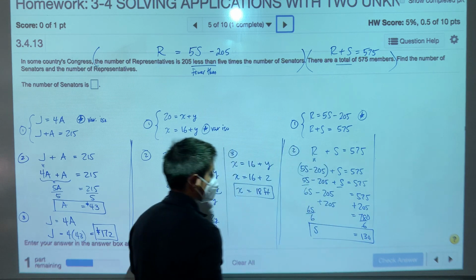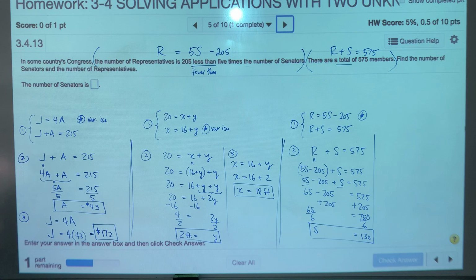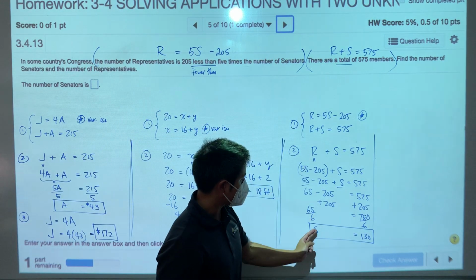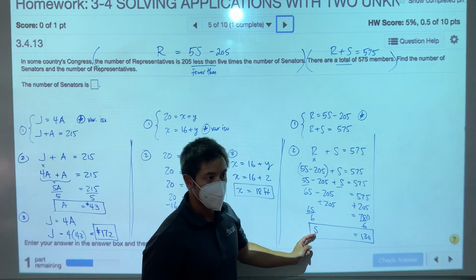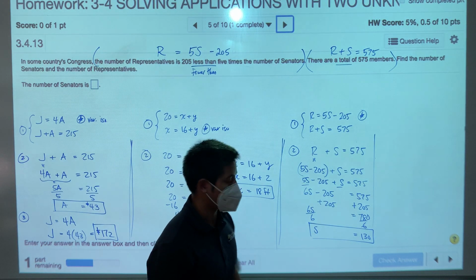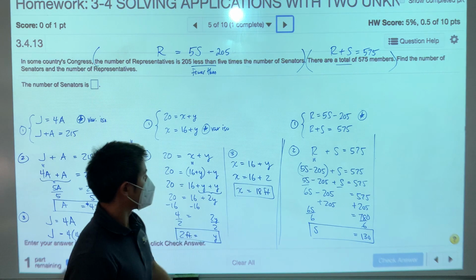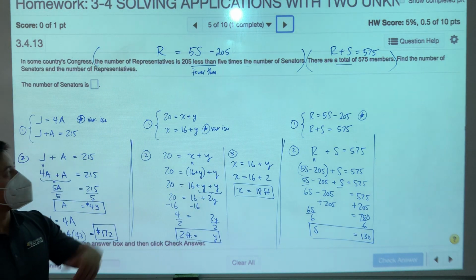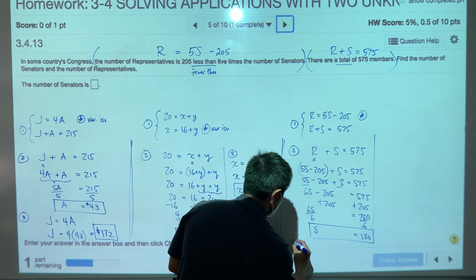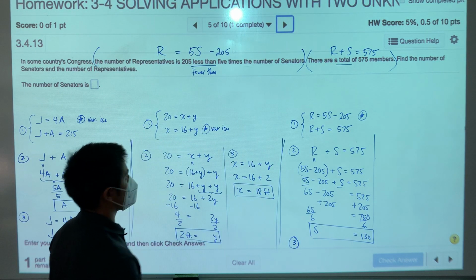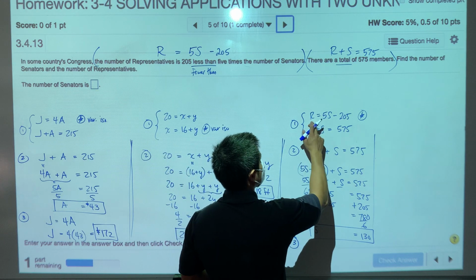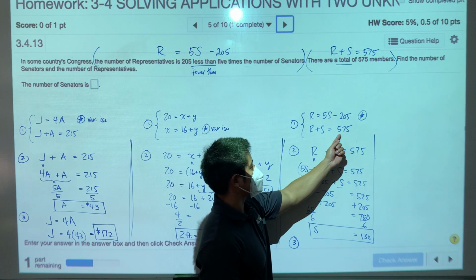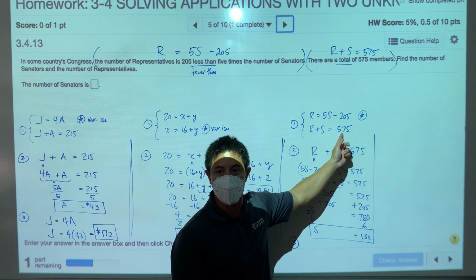So what does that represent? 130 is the amount of senators. Follow? Okay. Are we done? Of course not. We've got a third step to finish, which is to find the number of representatives. The number of representatives is simply what? 5S minus 205, or you know that total is 575, don't you?